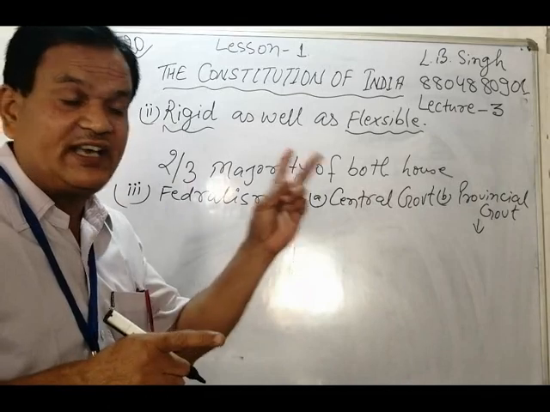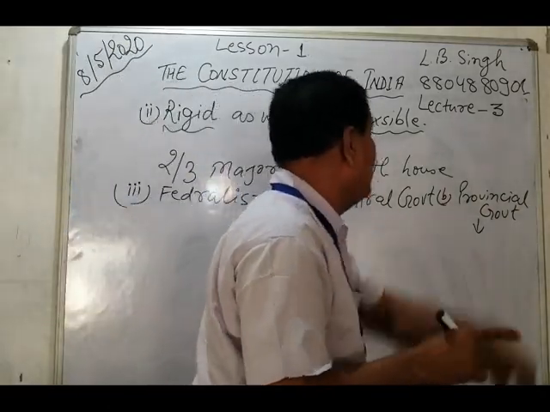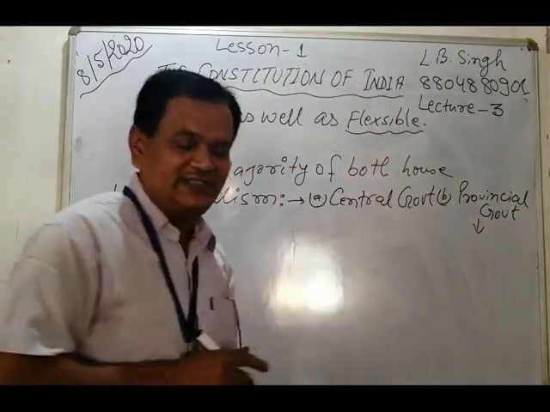Why? Because there are two tiers of government. One is the central government and the other is the provincial government.